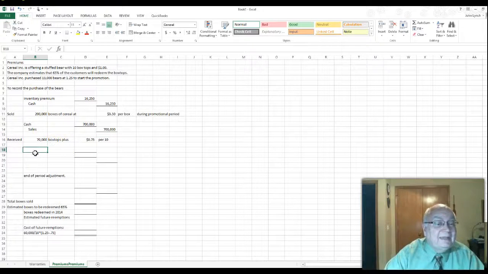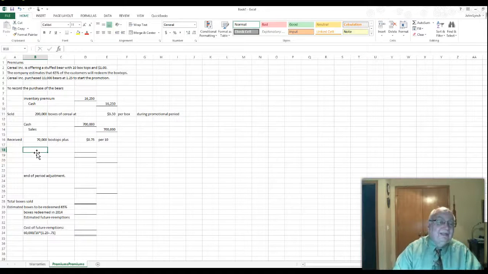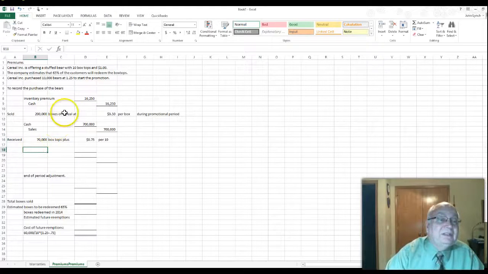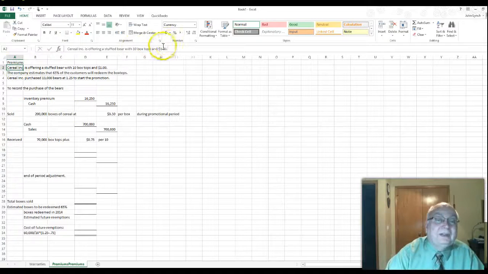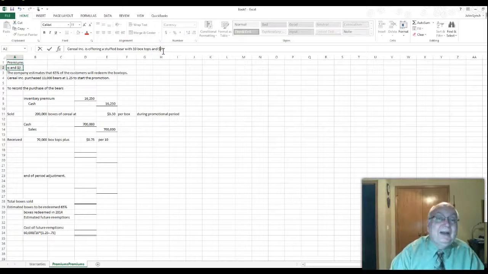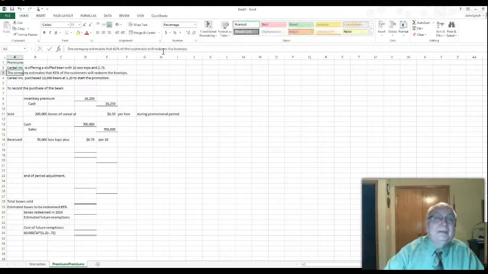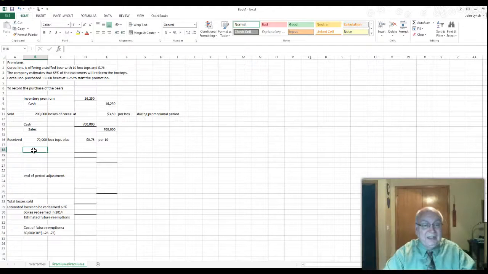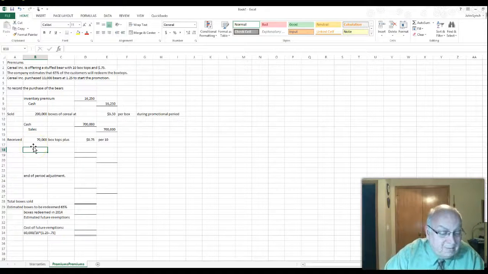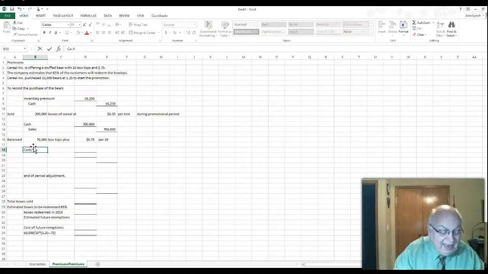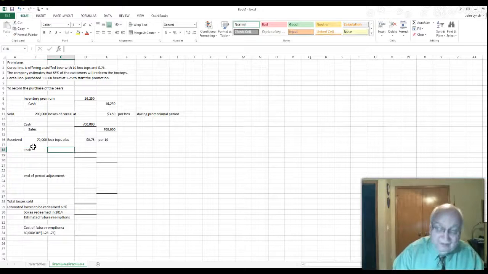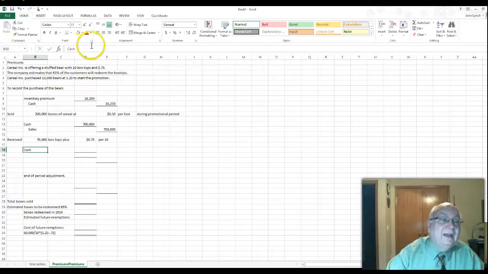We received 70,000 box tops submitted to us, and they paid us 75 cents. I got to change that up here. I forgot to change this one. I was going to start with $1, and then I decided to make a better offer, so I'm going to do it for 75 cents. So they sent us the 75 cents and 10 box tops, and we received 70,000 box tops. So that would give us cash.